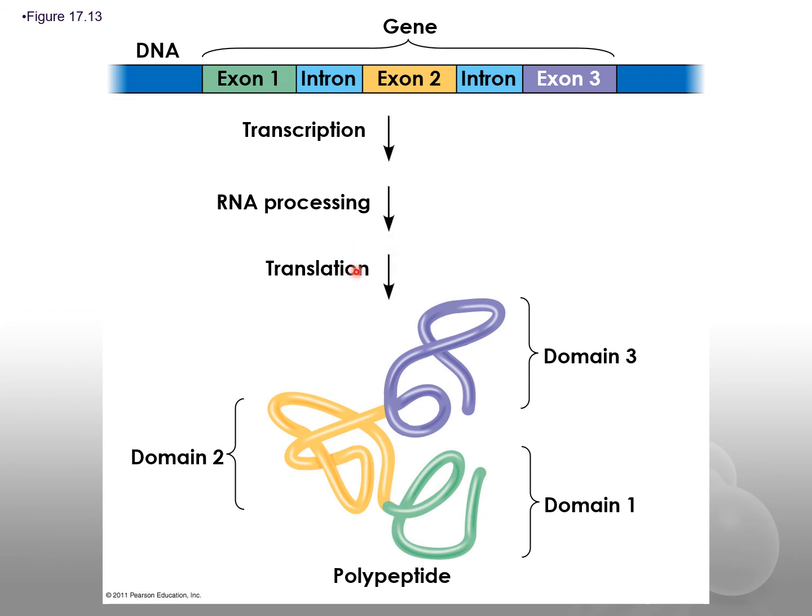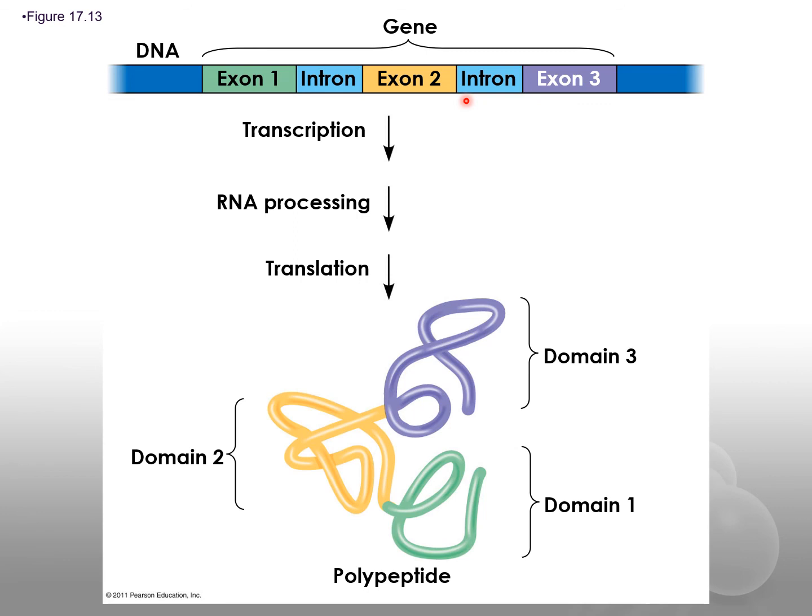Well, after translation, you can see the protein's made, and it's going to fold and create its three-dimensional shape. Remember, we talked about that in chapter 5. And we can see the different domains, right? The different domains in this protein, there are 3 of them, and they correlate directly to each of the exons. So we have exon 3, which is domain 3. We have exon 2, which is domain 2. And we have exon 1, which is domain 1. Well, this is assuming that both of these introns were removed.